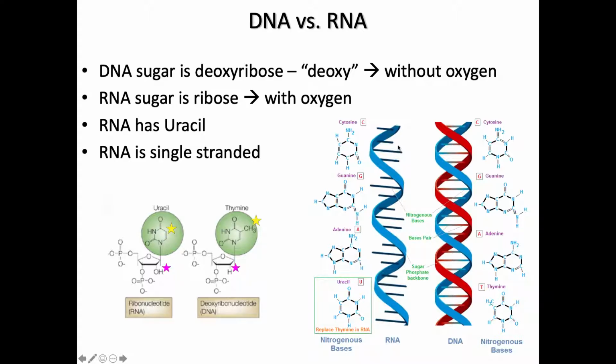And then we also know that the DNA molecule is double-stranded. It has 2 strands, whereas RNA is single-stranded. And RNA does have a sugar phosphate backbone along with those nitrogenous bases. But the different nitrogenous base that RNA uses is uracil, and DNA uses thymine. So those are some differences among DNA and RNA.